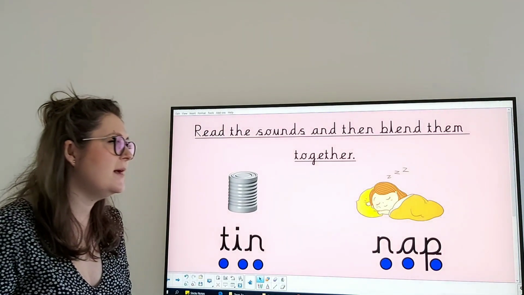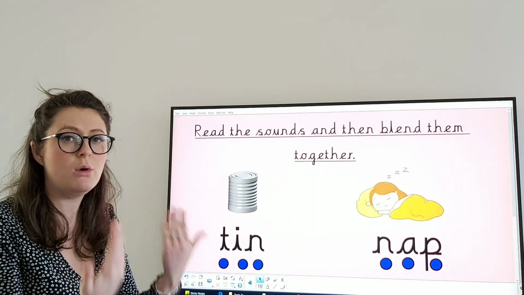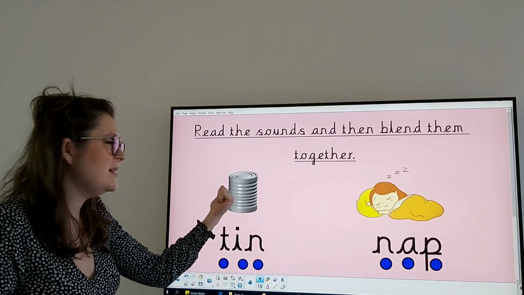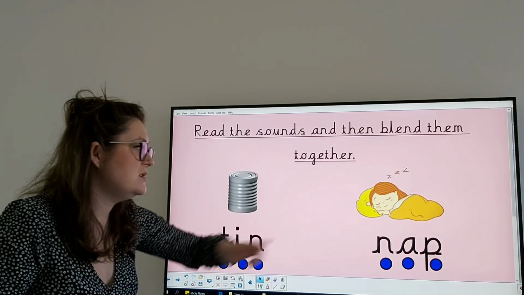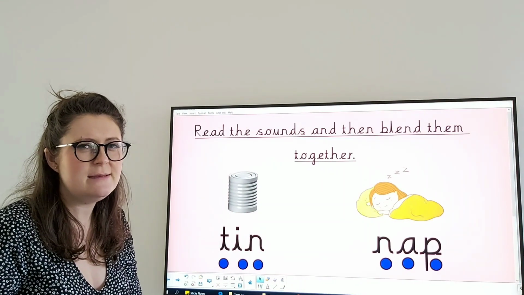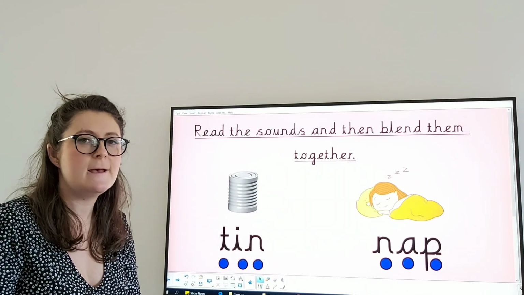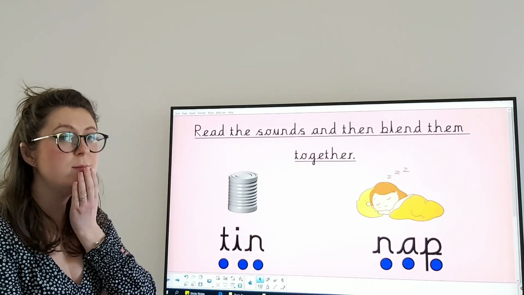Right, now remember, we talked about this before. Pictures in stories and books give you clues about what words you're reading. So we've had a picture of a tin can, which was a pretty big clue. And now we've got a picture of a little girl and she looks like she's sleeping, doesn't she? Should we see if this word says sleep? Because that's what I would think it says if I looked at that picture. But should we double check?